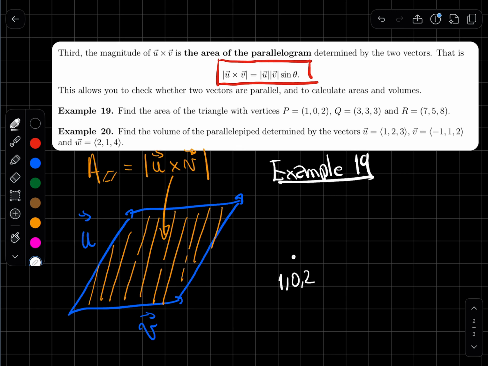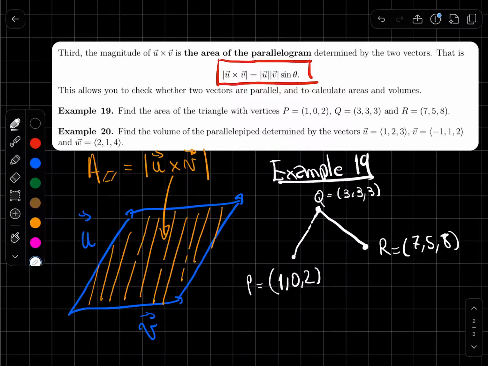I want to find the area of the triangle with vertices 1, 0, 2 is P, and there's Q right there, which is 3, 3, 3, and there's R. I don't really care about their relative positions as long as they really do form a triangle. I haven't checked. I copied this from a book, but we want to find this area. So what's the cleverest way to do this? Make a parallelogram out of it. Find the area of the whole parallelogram through the magnitude of the cross product, and then divide by 2 to find the area of the triangle.